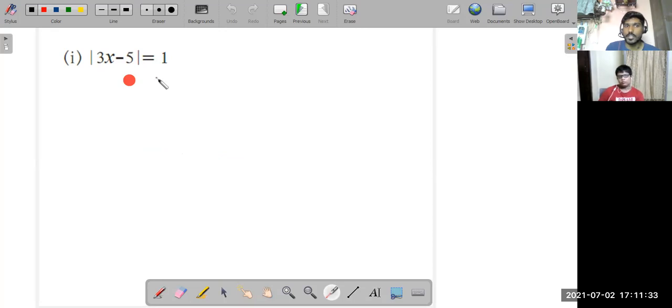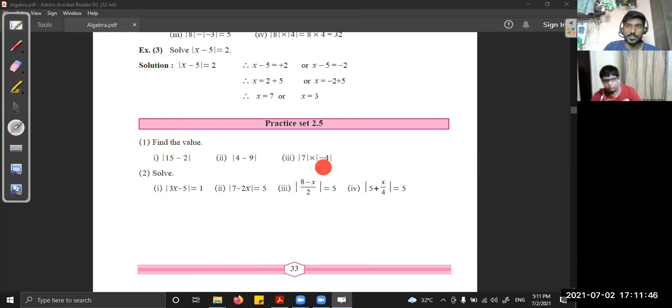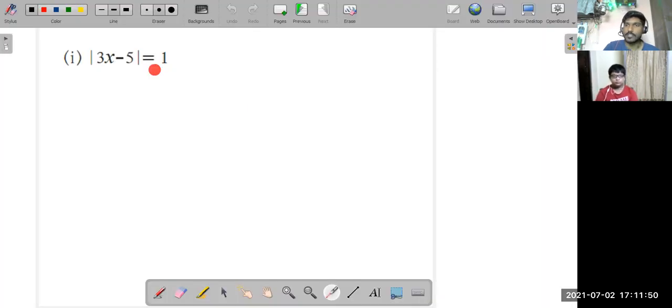Now, these are all equations. There is a mod sign and there are equations. If you see in the previous one, in question number 1, these were not equations. These are just algebraic expressions, while these are equations.